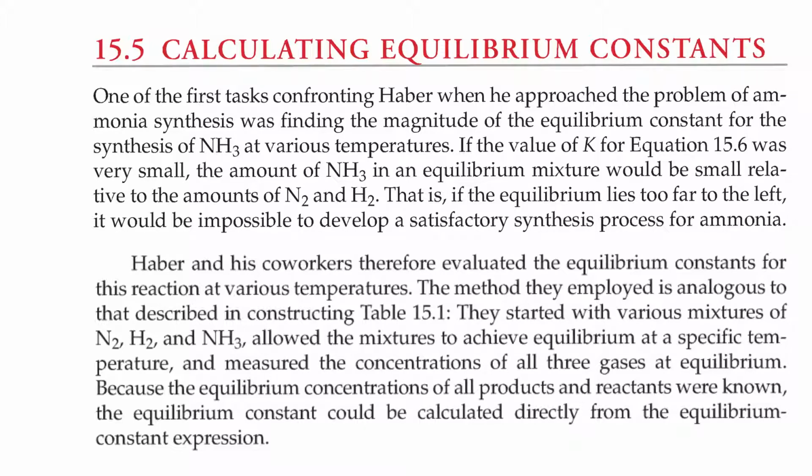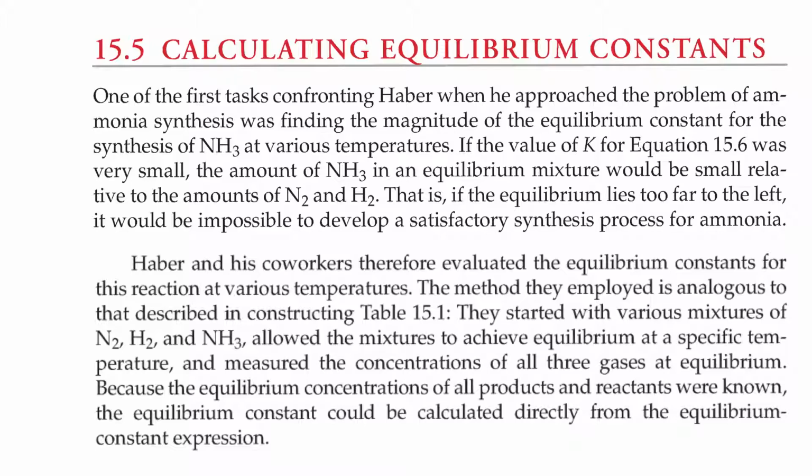If the value of K for equation 15.6 was very small, the amount of ammonia in the equilibrium mixture would be relatively small relative to amounts of nitrogen and hydrogen. That is, if the equilibrium lies too far to the left, it would be impossible to develop a satisfactory synthesis process for ammonia. Haber and his co-workers therefore evaluated the equilibrium constants for this reaction at various temperatures.